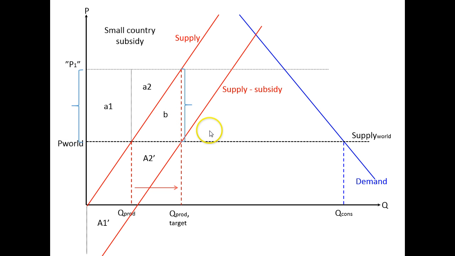And as we can see here, since we don't have any changes in the world prices, we are just affecting the supply function. The consumers will not be affected directly on this market. They will still pay the world market price, and therefore they will still consume the same amount as originally.